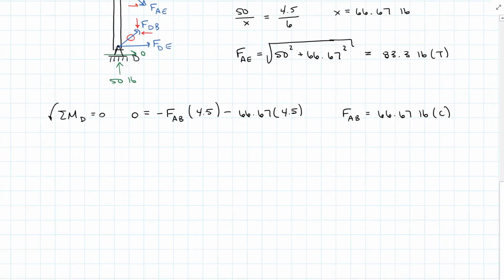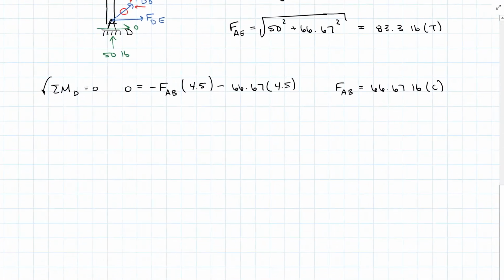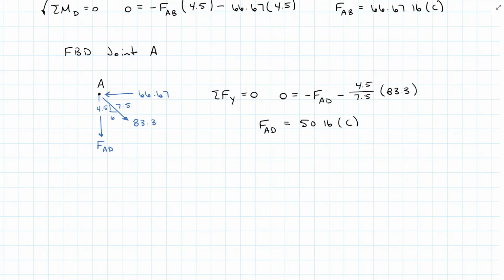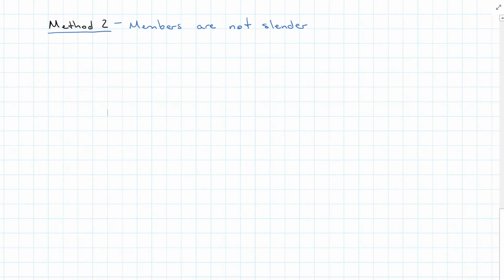And then to finish out solving for joint A, I need a joint A free body diagram. And I can sum forces in the Y direction and get force AD. Force AD also equals 50 pounds in compression. And again, it can handle compression because the only slender members are the X's. For method 2, we assume the members are not slender, which means they can handle both tension and compression.